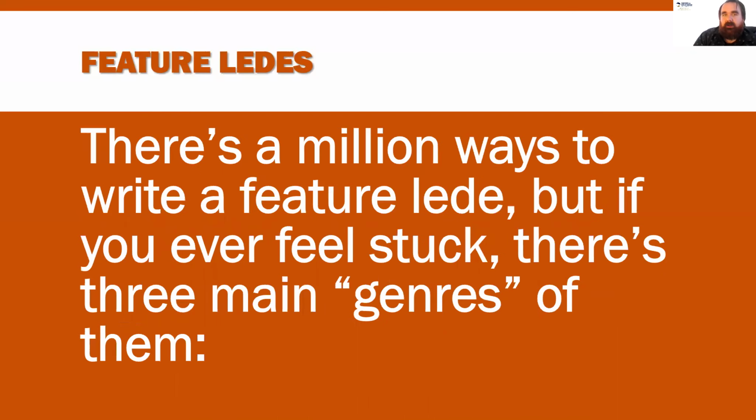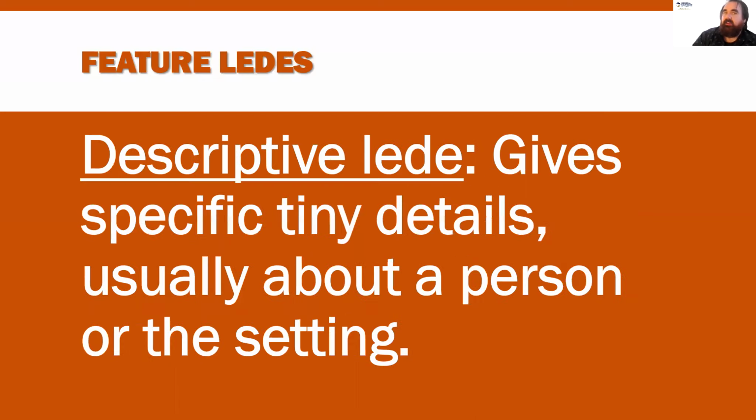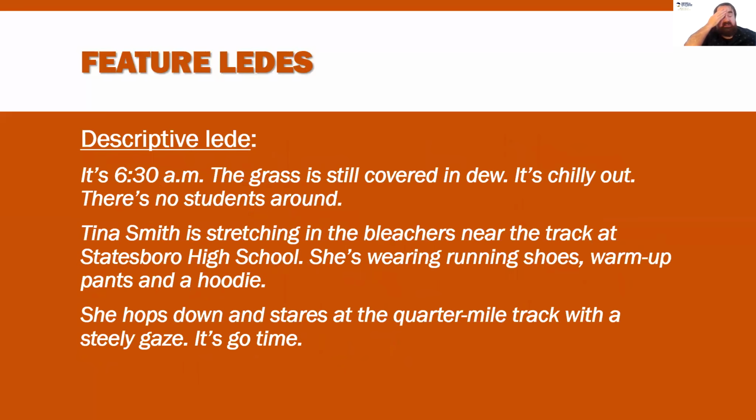There's a million ways to write a feature lead, but if you ever feel stuck, there's three main genres of feature lead. These are things to try if everything else you've tried just doesn't quite work. The first one is the descriptive lead, and this is the one where you're going to give a lot of specific tiny details, usually about a person or about a setting, and usually less so about an action. But an example of the descriptive lead might be something like this.